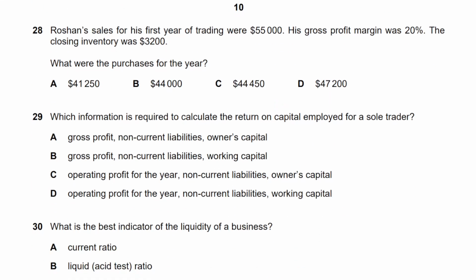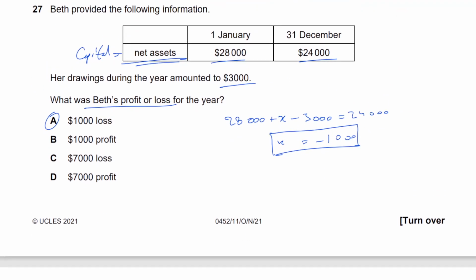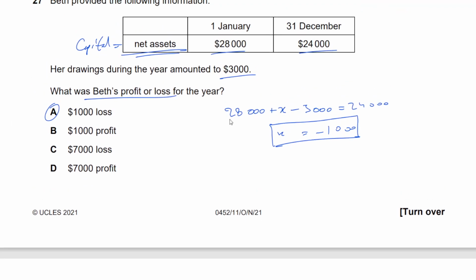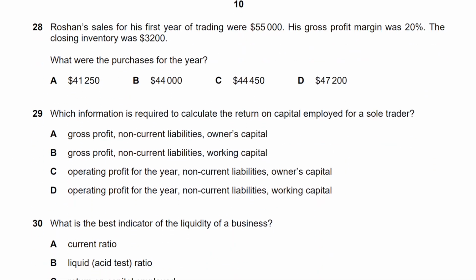Let's move on. Number 28. Roche, and look, I'll briefly explain this too. So we start with the opening capital. We add the things that are going to increase the capital. So x, it can be addition or subtraction. In this case, it's subtraction actually. And you subtract the things that reduce capital. So you see we've subtracted the drawings and we got the closing capital. And then we just do some algebra to solve that.